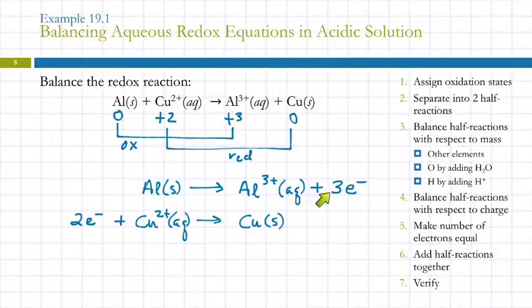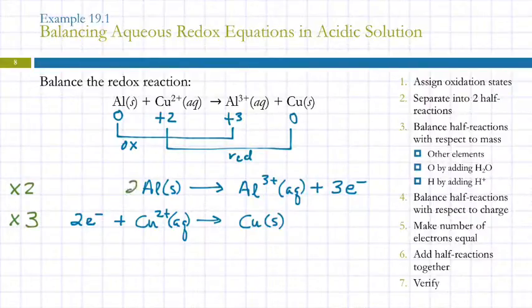Step number 5, we need to make the number of electrons equal. So in the first half reaction I have 3 electrons, in the second reaction I have 2 electrons. I need it to be the same number of electrons. So I have to go for the least common multiple. Least common multiple of 3 and 2 is 6. If I multiply this by 2, I'll get 6. If I multiply that by 3, I'll get 6. To keep it balanced, I have to multiply everything in there by that number. So this one I'm going to do times 2, and this one I'm going to do times 3.